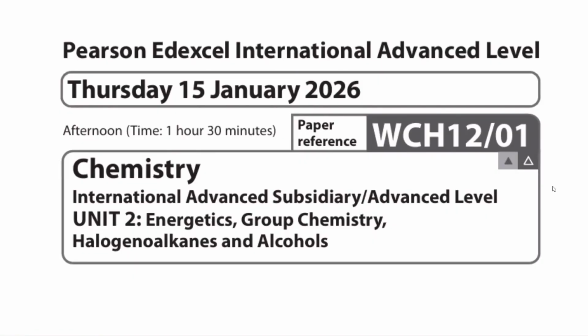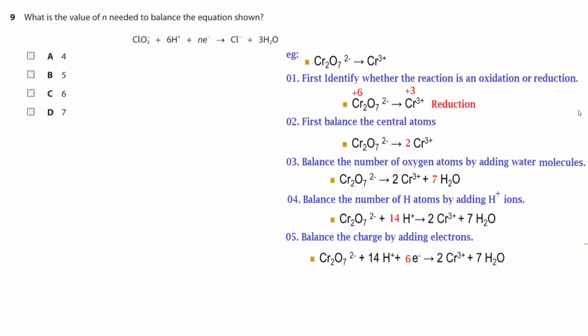Let's continue part 2, 2026 January, Chemistry, Unit 2 paper. Right. So we'll go for question number 9. Here they are asking what is the value of N needed to balance the equation shown. So here I have to go through some theory parts. We have to balance this equation.